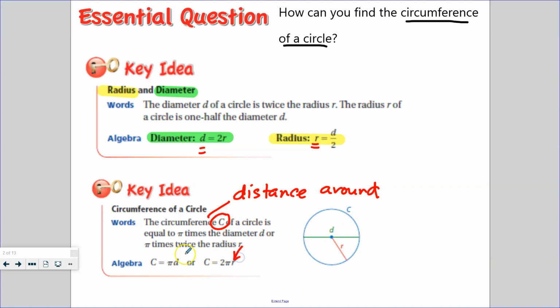So we have this formula, or we have this formula, right? So you can use either or, pi times diameter or 2 pi r. This is the one that I like to use. I don't know why, because you can always figure out the radius, but if it's given diameter, we'll use pi times diameter.